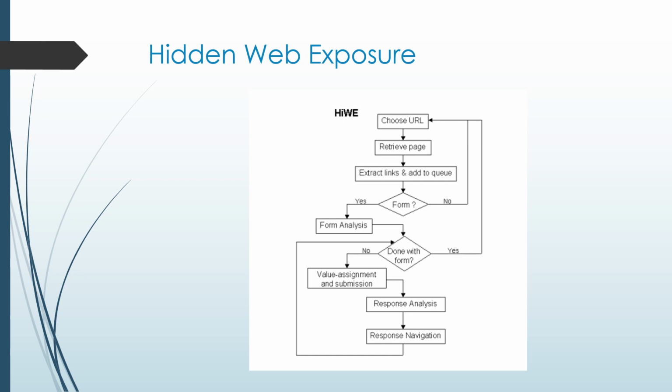If the form is done, then it performs the value assignment and submission. The value assignment and submission generates the best value assignment and submits a completed form using that assignment. Once submission is done, it goes through response analysis. In the response analysis, it analyzes the response page to check if the submission yielded valid search results or if there were no matches. This feedback could be used to tune the value assignments in step 2. After analysis is done, it redirects to response navigation.